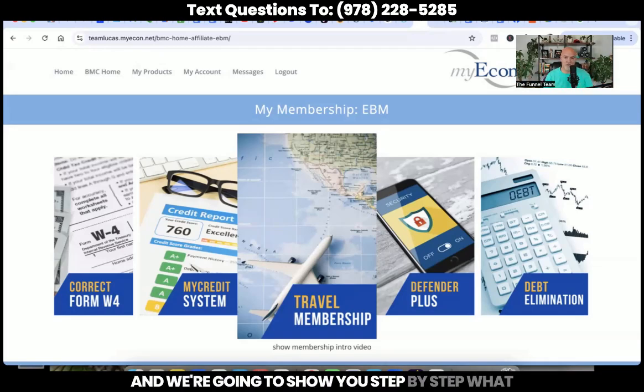And we're going to show you step by step what you can do to start fixing that and chipping away. And we're going to use two specific products that are inside of the myEcon members area. And both of these you will get access to no matter what level that you join myEcon. So the first thing that we're going to talk about is correcting your W-4. Okay, so if you're working a job, doesn't matter what your job is.